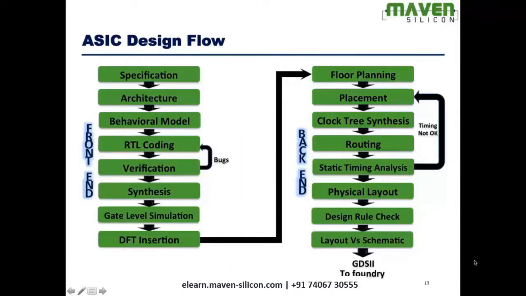This is how the design flow would look like. It starts with the specification and ends with GDS2. Now, there are two major domains. If you look at this design process, specification to synthesis, it falls under front end, and the remaining steps which are related to P&R, they fall under back end. Now let's look at every step in detail. I will walk you through all the steps.